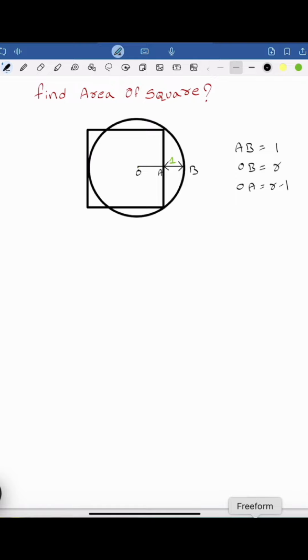Now to use this theorem, let's draw a diameter for this circle and name its end C. Now CB is a chord of the circle. Diameter is the biggest chord for the circle. And name two vertices of the square as D and E. DE is a chord. So now if we use the intersecting chords theorem, CA multiplied by AB is equal to DA multiplied by AE. Yes, OC is the radius of the circle.